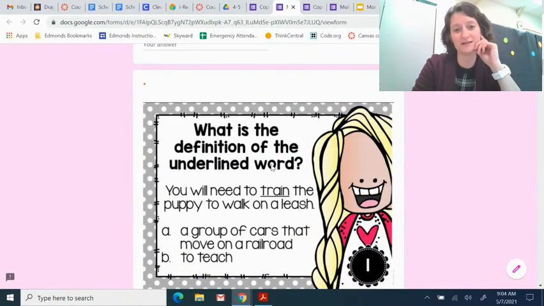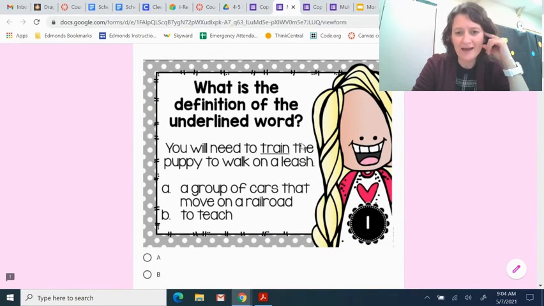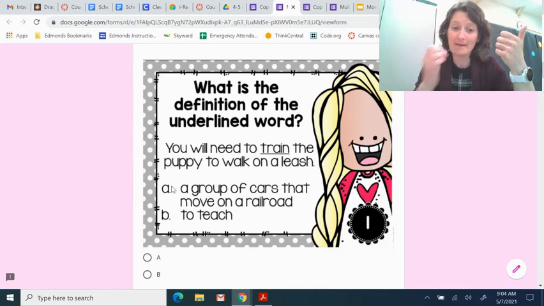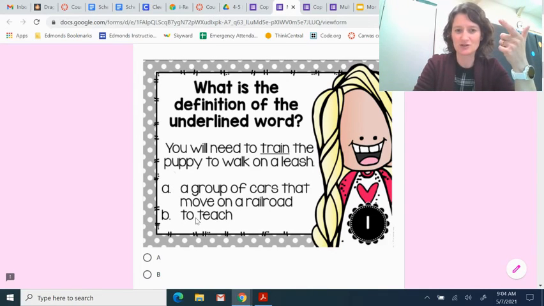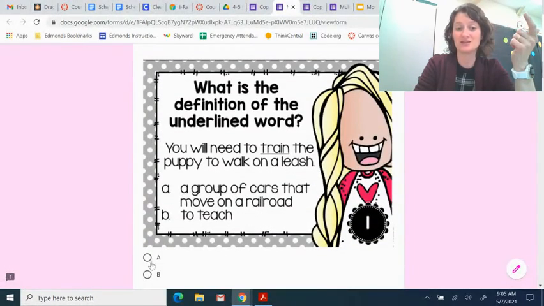And all you have to do for these is figure out which word is the right one to match the sentence. So the first one here you see, what is the definition of that underlined word? You will need to train, so train is the underlined word, the puppy to walk on a leash. Does train mean a group of cars that move on a railroad? That's one meaning of train. Or is it B, to teach? You will need to train the puppy to walk on a leash. Is it A or B? You decide and you just click on A or B, go to the next question. And hopefully you're thinking, well, it's to teach the puppy, right?